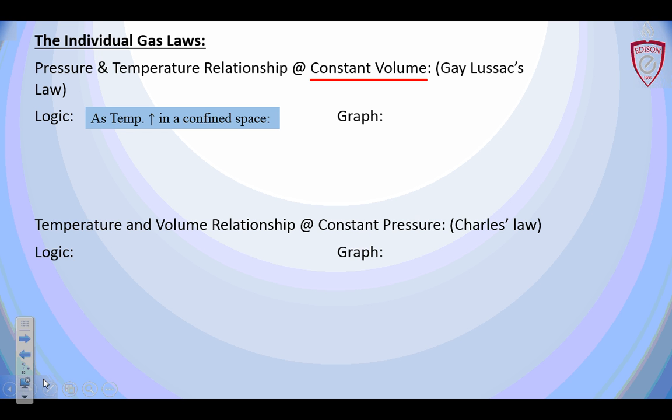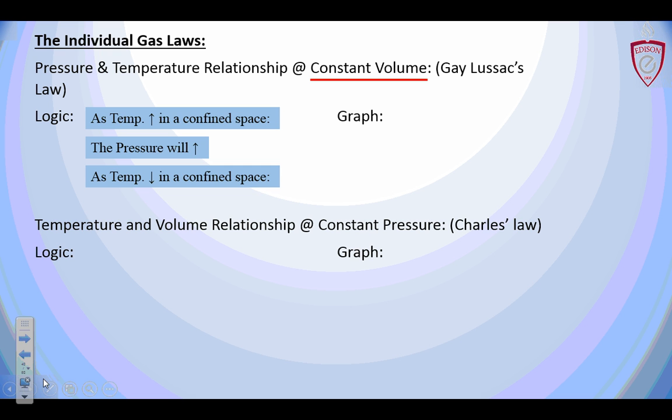Sure. So as temperature increases in a confined space, like inside a soda can, the pressure will also increase. It makes sense because temperature is kinetic energy, and pressure is a measurement of how frequently and how energetically atoms hit the walls of the container. The faster we get them going, the more collisions with more force. So I bet the opposite is true as well. That is true. As I decrease the temperature in a confined space, pressure is going to drop.